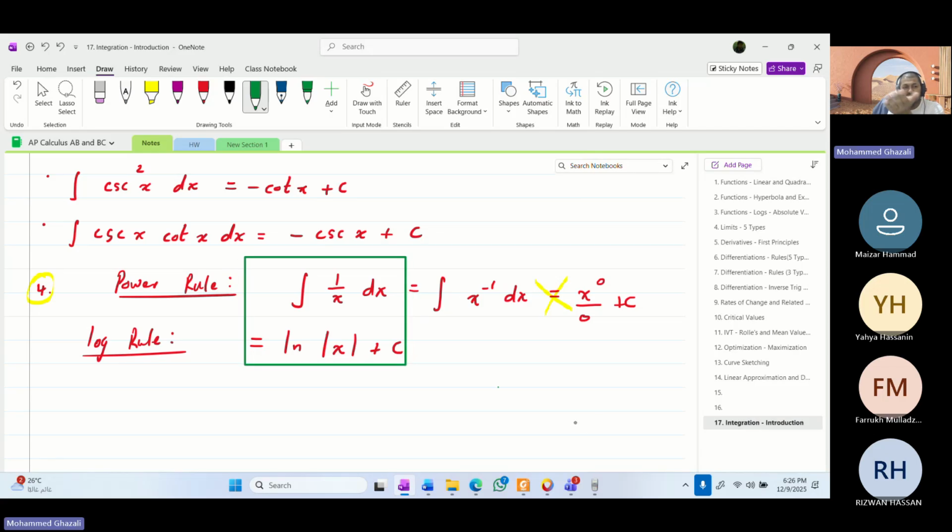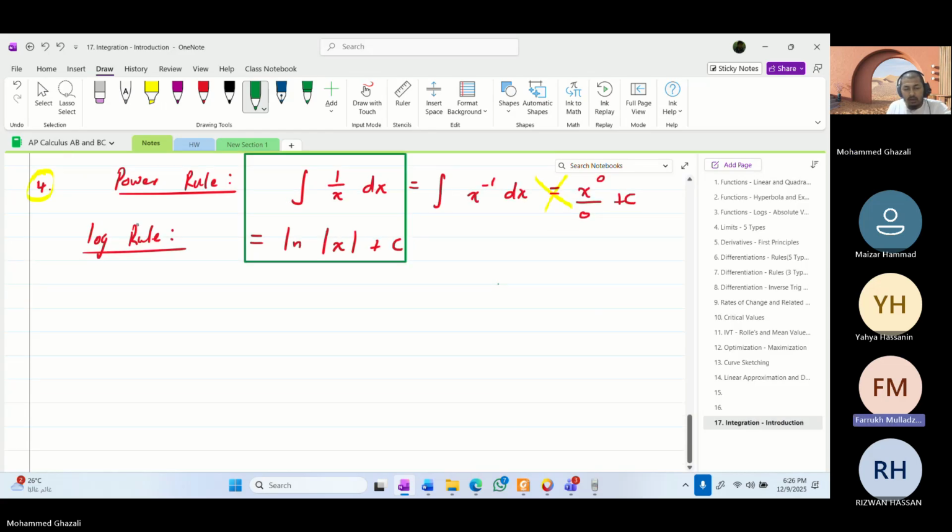Make sense? Excellent. Now we have to learn another technique of integration. The second technique of integration that we learn is something called U substitution. It's a technique of integration, not a rule, it's a technique. So let me just call it option 5, right? So what's the technique? U substitution.